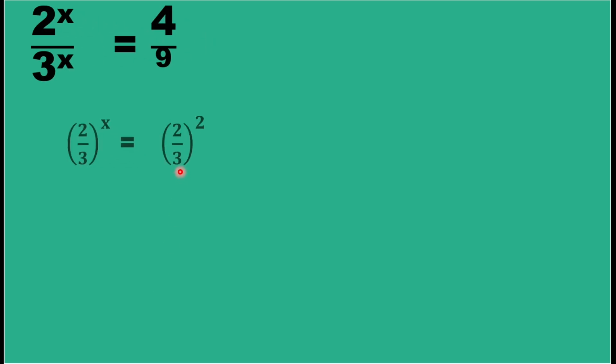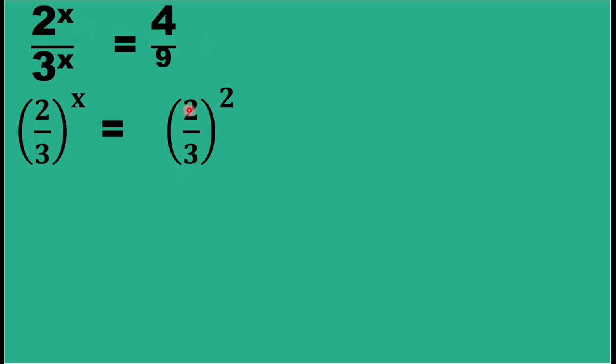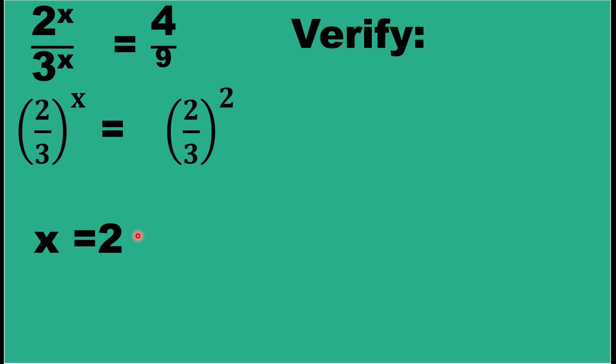And now we can write this 4 divided by 9 as 2 power 2 divided by 3 power 2. Because the power is common, we can write 2 divided by 3 all power 2. And now again the bases are the same, so therefore we will compare the powers, which gives x equal to 2. So again we have the solution x equal to 2. So it means that we have x equal to 2 for the given question.